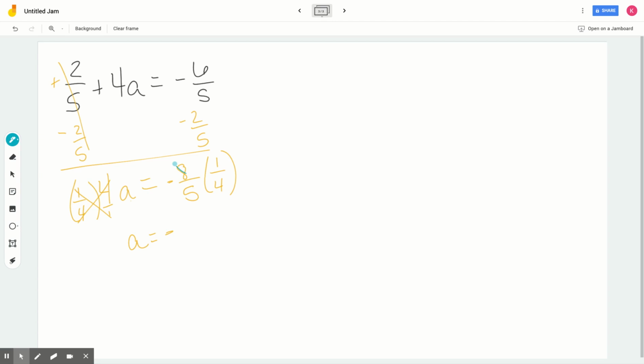We can cross cancel the 8 and the 4. 8 divided by 4 is 2. 4 divided by 4 is 1. 2 times 1 is 2. 5 times 1 is 5. So A is equal to negative 2/5 for this last one.